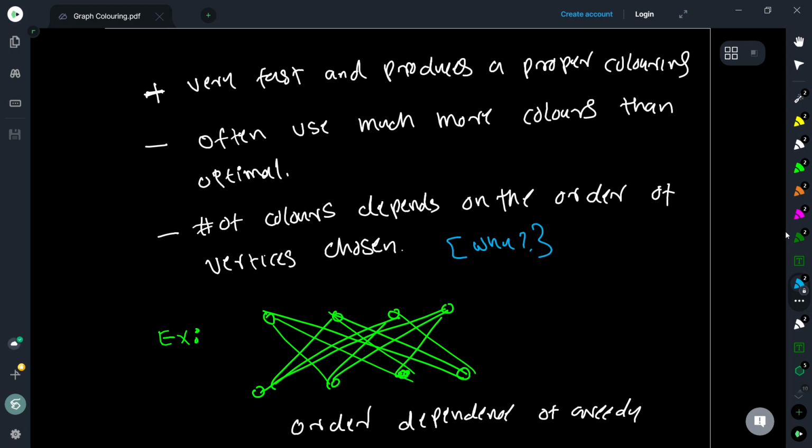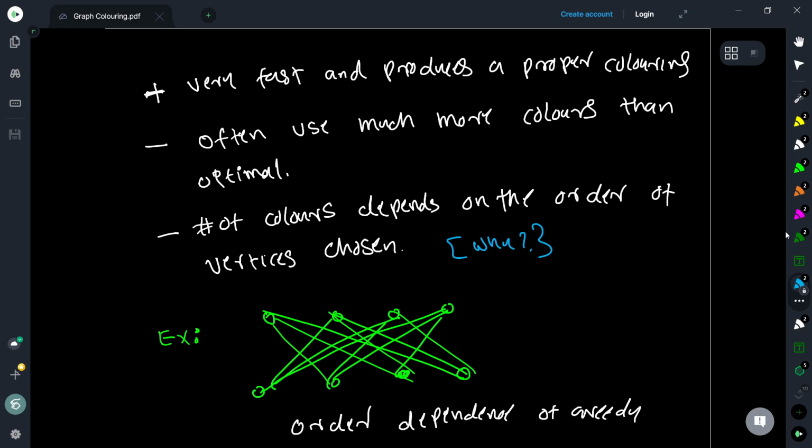Because we make sure that when I choose a vertex, it is not given any of the colors that are used in the neighborhood. Therefore, it always produces a proper coloring, and it is very fast. This is the one biggest advantage that we have. But the problem is that it often uses many more colors than the best possible. It could be very different from the actual chromatic number. It could be very large.